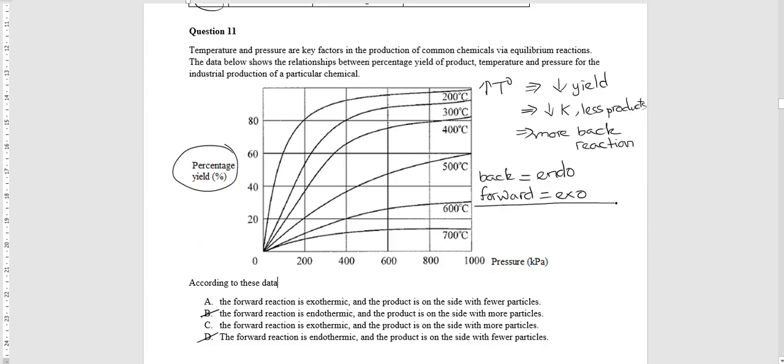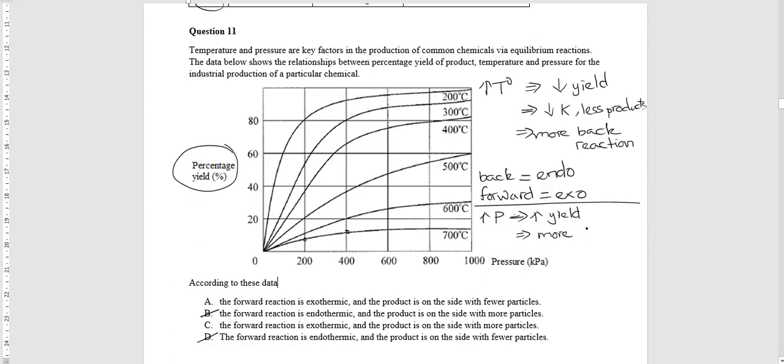The second thing that we're going to look at is the pressure. As you increase the pressure, so let's say when the pressure goes from 200 kilopascal to 400, the percentage yield increases. So when I increase pressure, that will increase yield. As you can tell, this point has a higher Y value than that point, so the percentage yield is higher at 400 kilopascal. Now if you have a higher yield, then it means that the system is going forward more, because higher yield means you have more product.